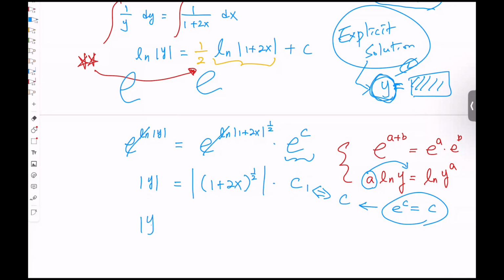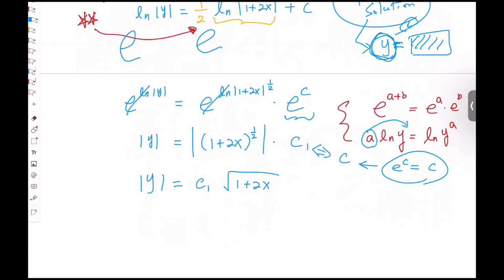Then y equals C1 times the square root of 1 plus 2x. And inside of the square root has to be positive, right? And because of this absolute value, when you take that out, you're going to have plus or minus C1 square root of 1 plus 2x. And then you can keep this absolute value there or not. It doesn't matter because inside of the square root has to be positive.